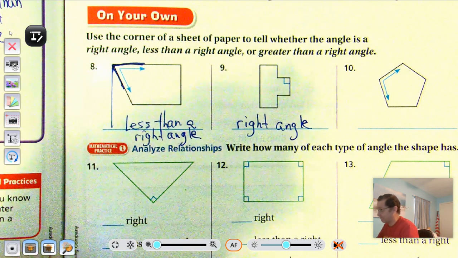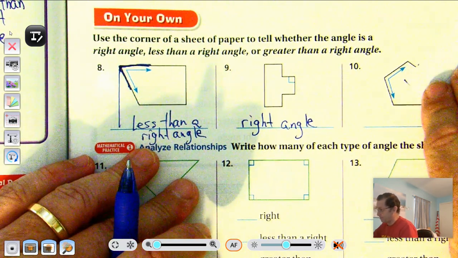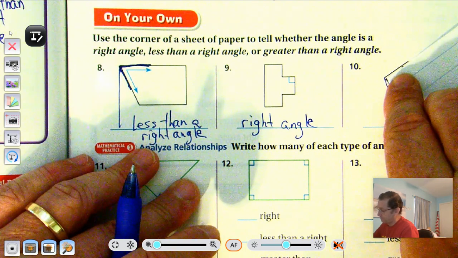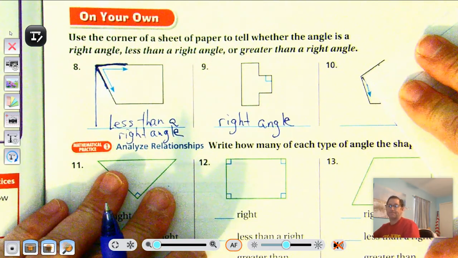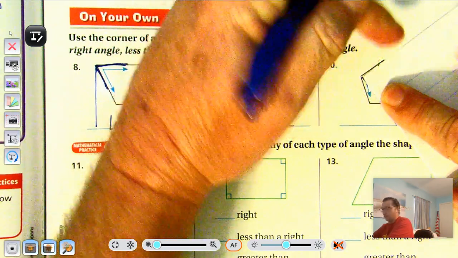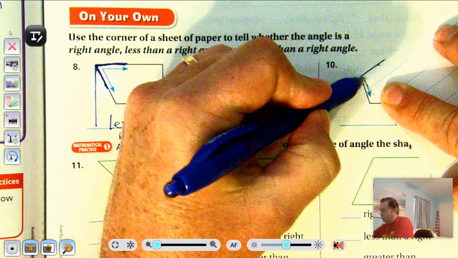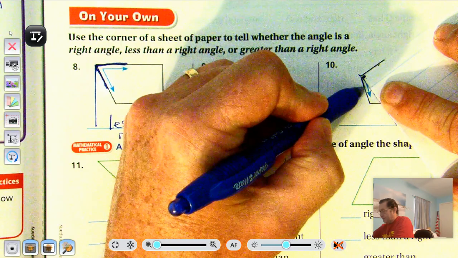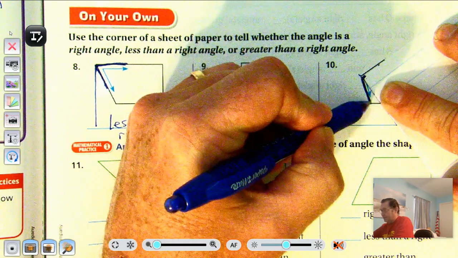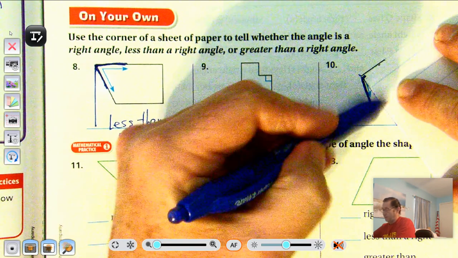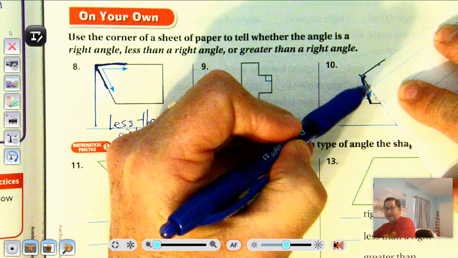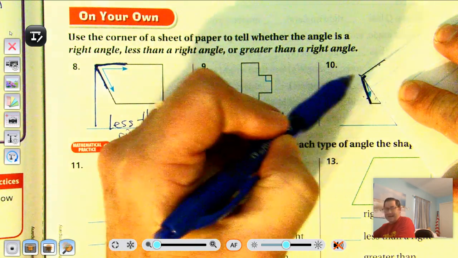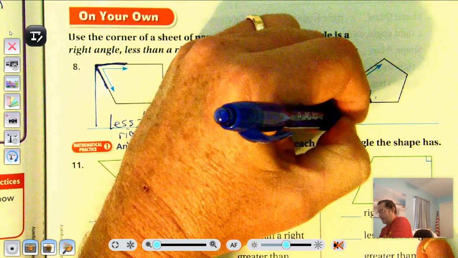I don't know. Let's see. So put your paper against the top line segment. Okay, so here's the top line segment. It's along the top edge of my paper. The corner of my paper is at the vertex of the angle. And we're looking for this other side here. That's off the paper. I can see it, right? I can see the other side, but it's not right along the edge. It's extending out. So this one's greater than a right angle.